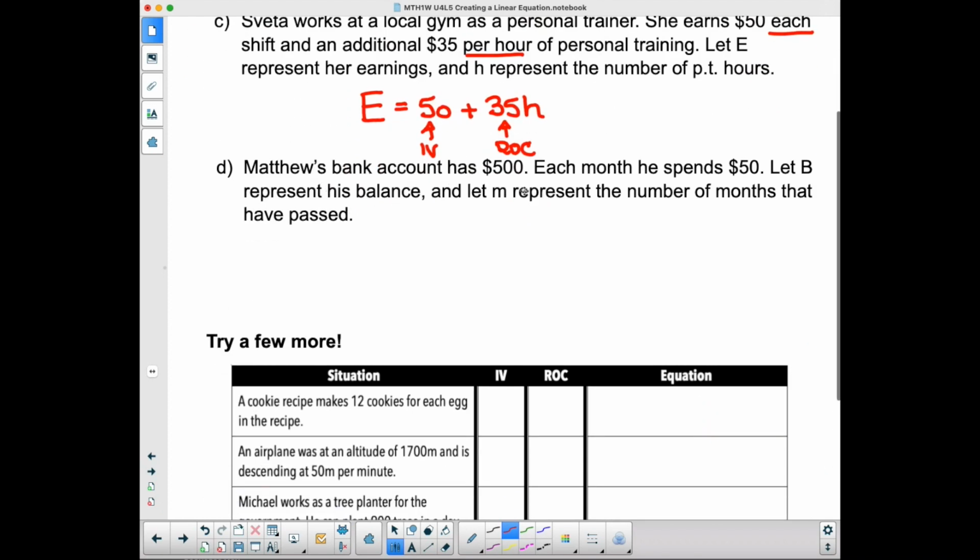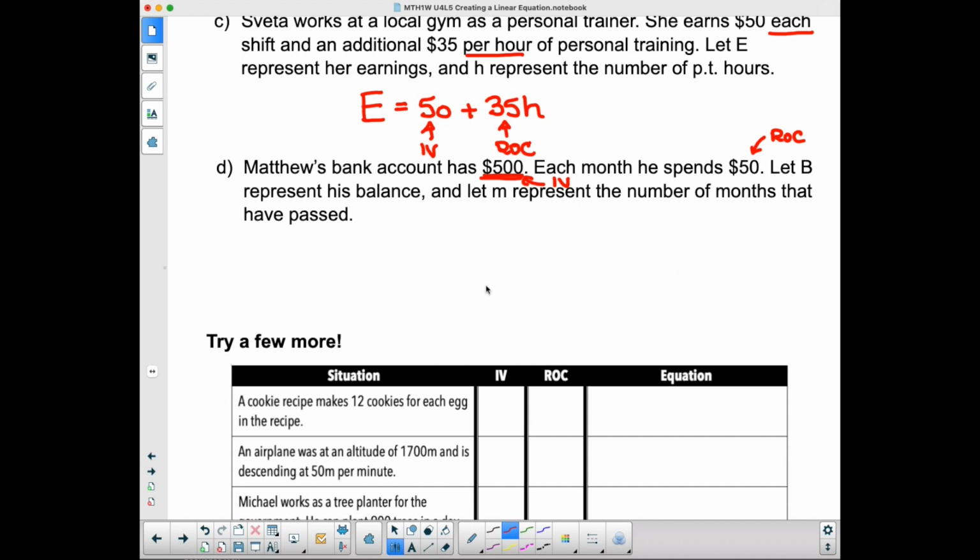Matthew's bank account has $500. Each month he spends $50. Let B represent his balance and let M represent the number of months that have passed. So what are we looking at here? Matthew's bank account has $500. That's what he starts with. So that is the initial value. And here's our each. Each month he spends $50. So this is our rate of change.